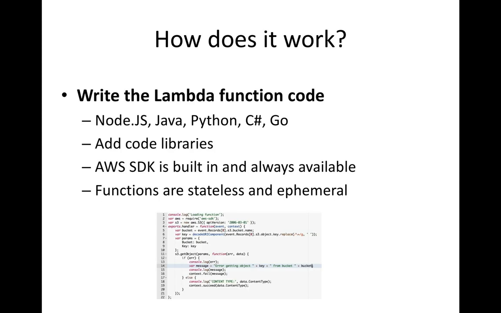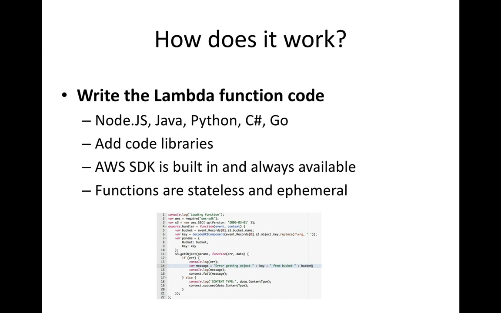The first step involved in working with Lambda functions is actually writing the Lambda function code. When you write the Lambda function code, you can select from a number of different programming languages. Lambda functions support Node.js code, which is JavaScript, Java, Python, C Sharp, and Go. And I know that AWS is adding new programming languages over time. So you start by writing your Lambda function in one of these programming languages.